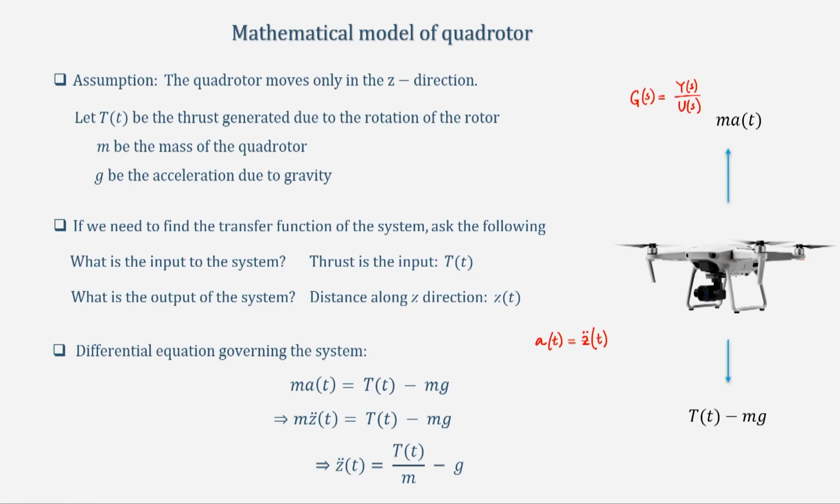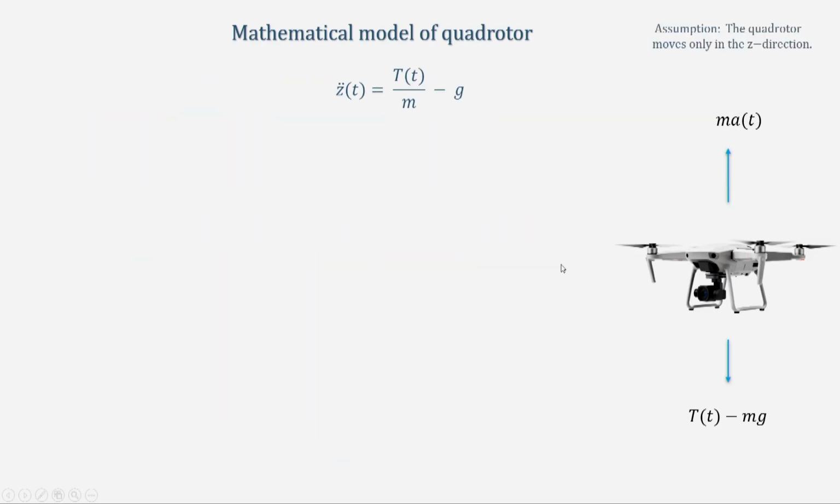Remember one thing, what are we trying to find? We are trying to find out the transfer function of the system, and in this case y is nothing but Z(s) and u that we have chosen is T(s). That is the Laplace transform of the thrust vector, Z(s) is the Laplace transform of the position vector along the z direction. So, z double dot is equal to T by m minus g.